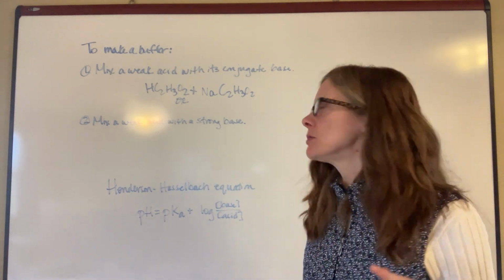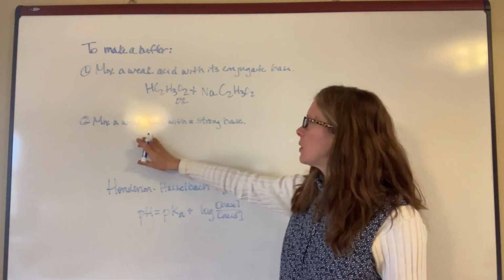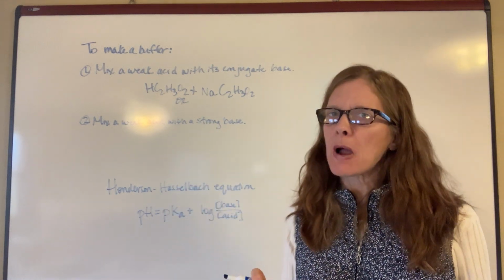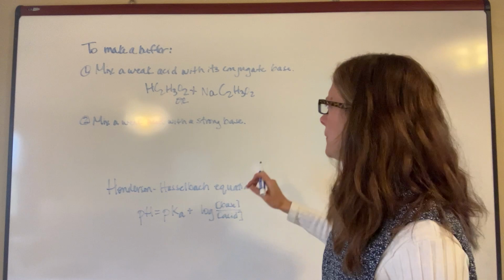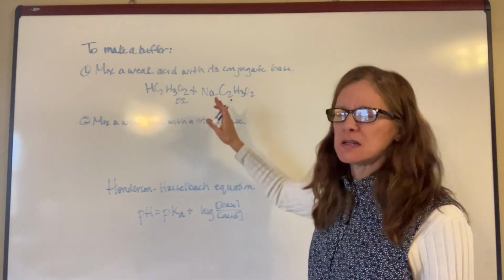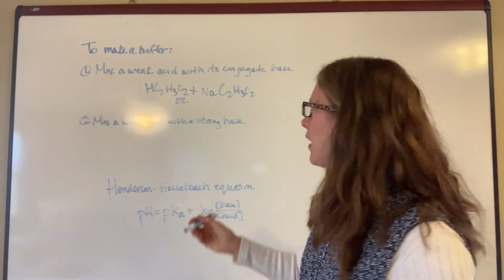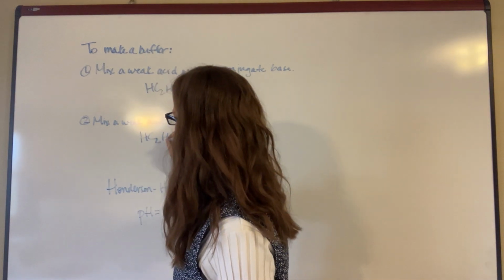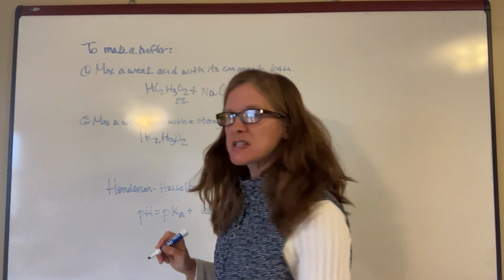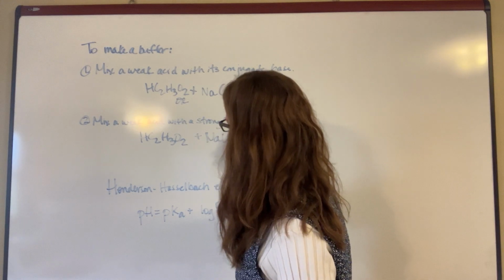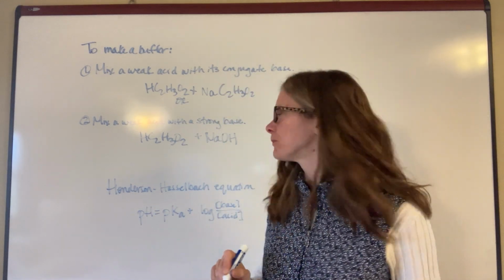The other thing that you can do is mix a weak acid with a strong base. Now I know that initially probably sounds a little funny, because how is that going to work? Because it's supposed to be a weak acid and its conjugate. Well, let me explain how that works. If you take a weak acid, and we'll use the same one, but this time I'm going to mix it with a strong base. And let's use sodium hydroxide, okay?